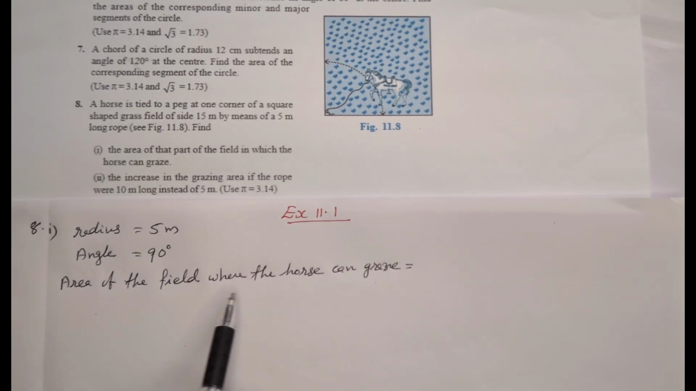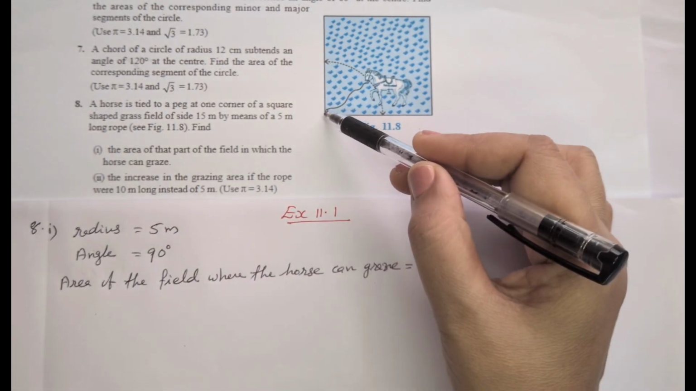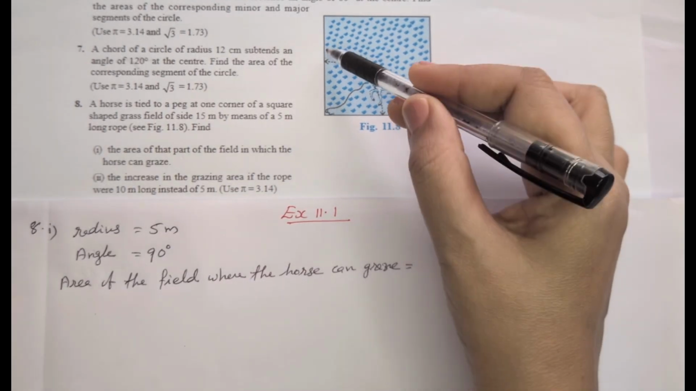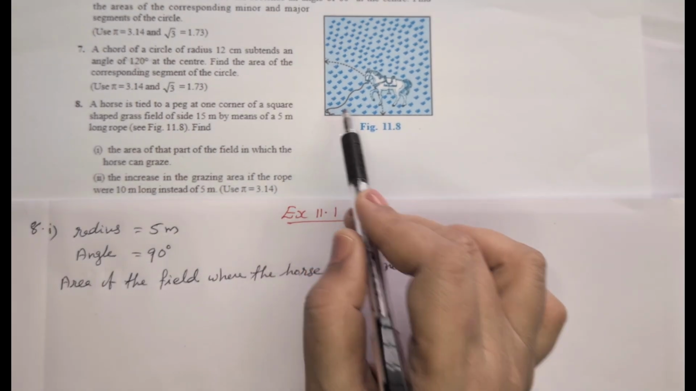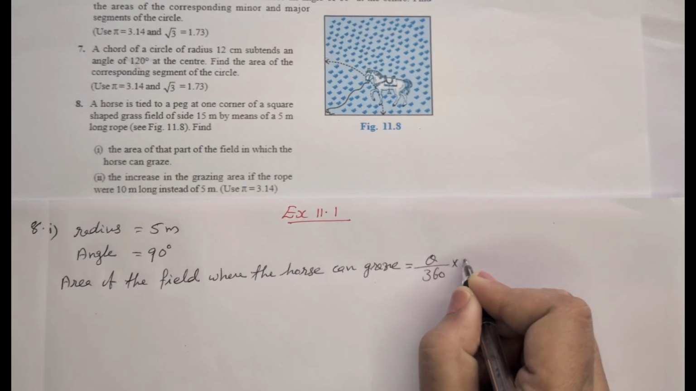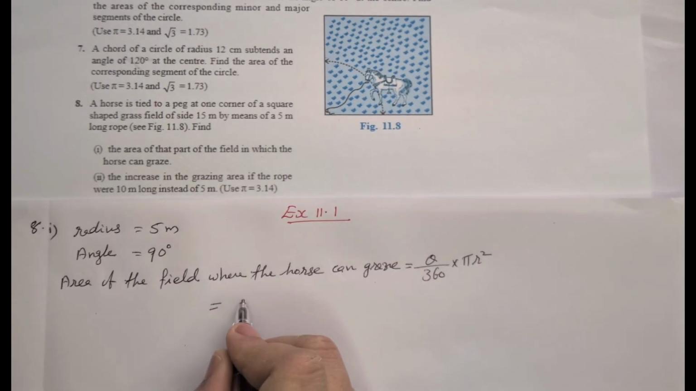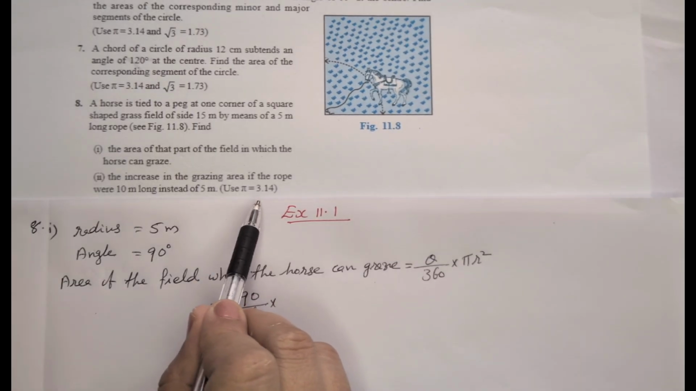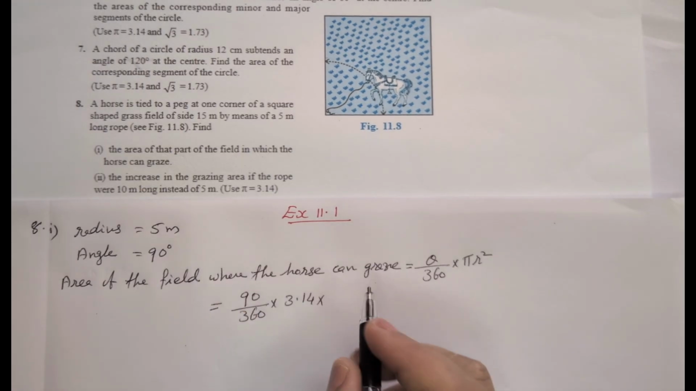So we can write the area of the field where the horse can graze. We are getting a sector form. Here the rope is tied, and here we will get a sector form, and these two sides are the radius, that means 5 meter, and the angle of that square corner is 90 degree. We can use the formula theta by 360 into pi r square, which is equal to theta here 90 degree by 360 into pi, here it's given to take 3.14, radius 5 meter.